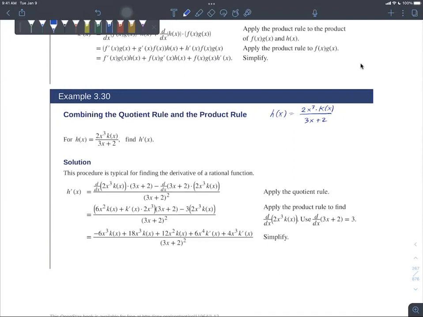Okay, so my function technically here, if we want to think of this as f of x over g of x, f of x is 2x cubed times k of x. g of x is a nice simple function, 3x plus 2. So we can find g prime of x pretty easily. That is just 3. But what about f prime of x? Well, since f of x is a product of two functions, the derivative is going to require the product rule.